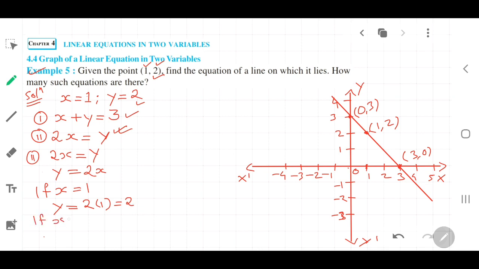If you are taking x as 2, what will be y? y will be equal to 2 into 2, how much? 2 2s are 4. Correct? In the first case, I took x as 1 and we got y as 2. In the second case, I took x as 2 and we got y as 4. Correct? So this value also we can plot on the graph.